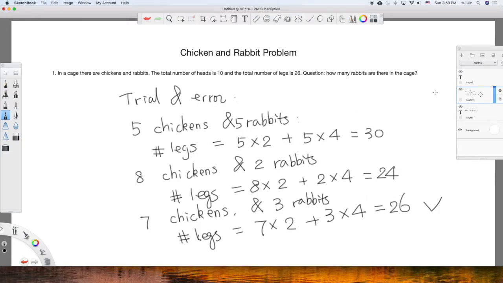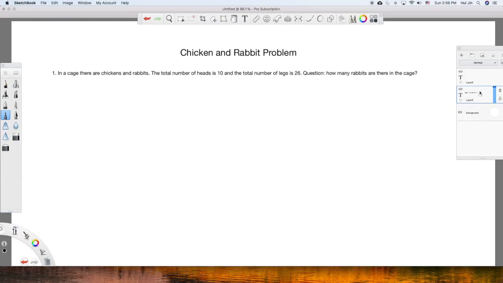Okay, but you see that this method is a bit tedious. And here we only have 10 animals. If you think about 100 animals, you are in a bit of trouble. So how can we improve this method? There is actually a generalization of this, and we'll see how we do it.